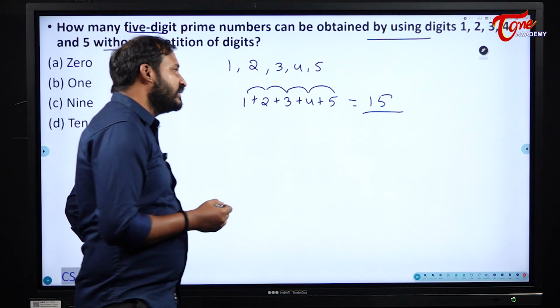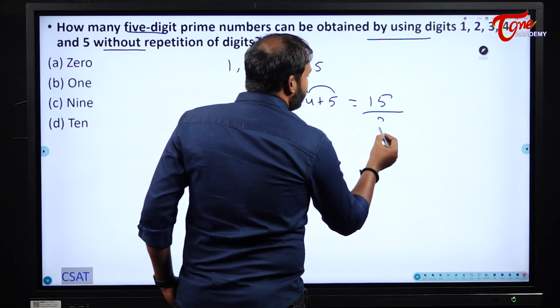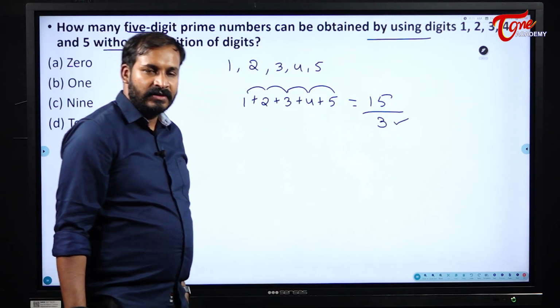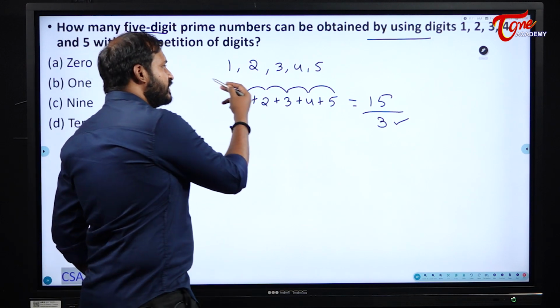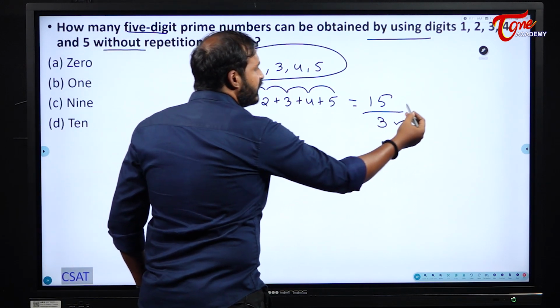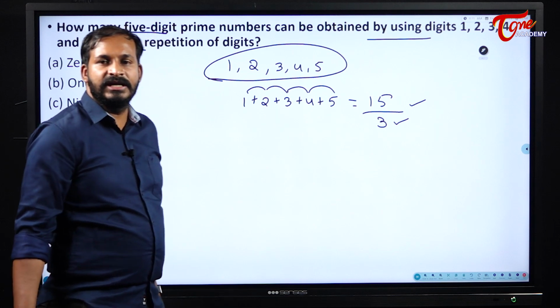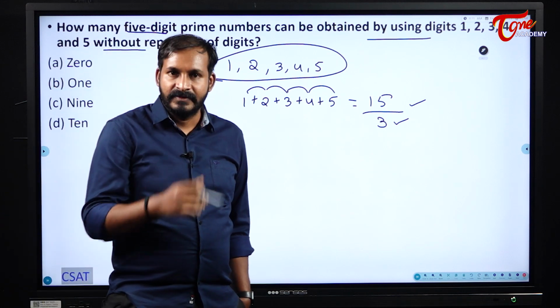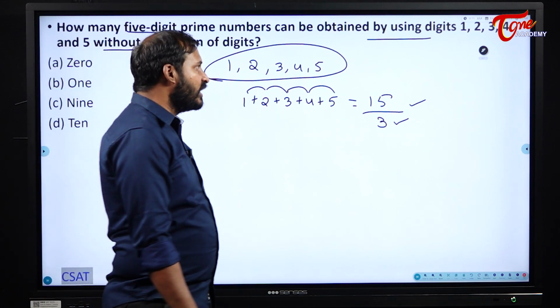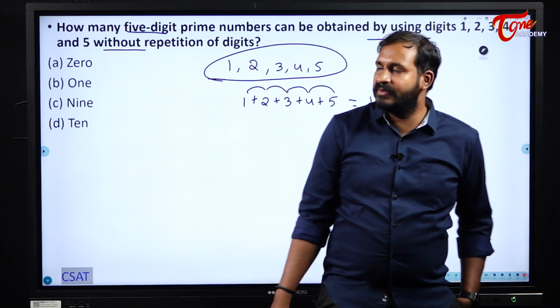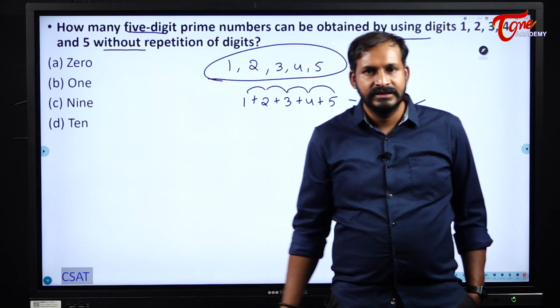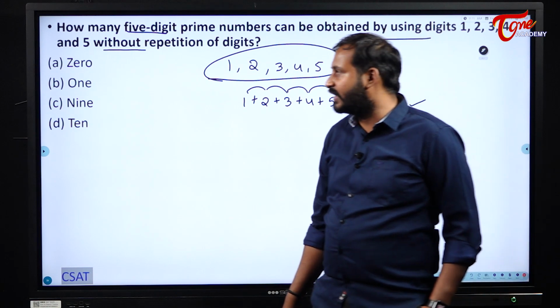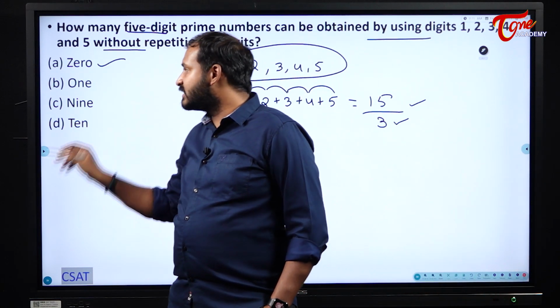Any number whose digit sum is 15, definitely it will be divisible by 3, right? Whatever may be the number formed by using these 5 digits, definitely it will be divisible by 3. So that means, can a prime number be formed by using these 5 digits? No. So we will get our answer as 0.